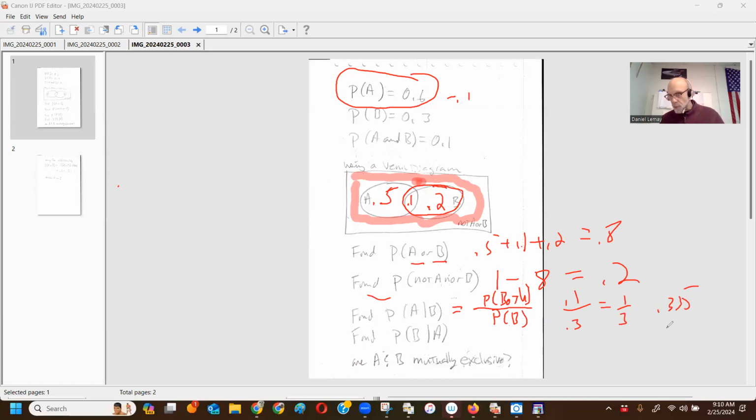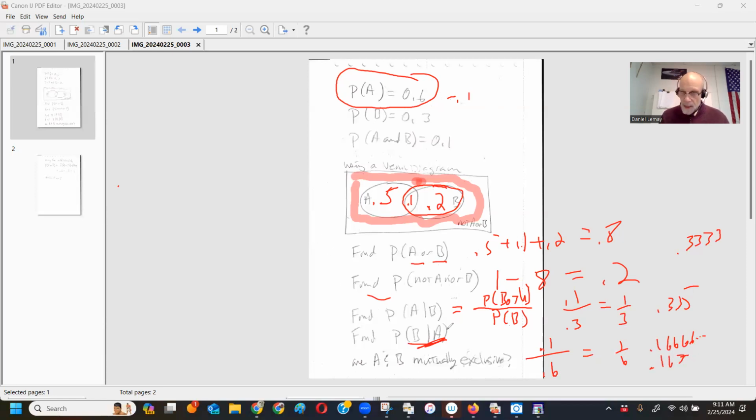Don't round it to 0.3, because WebDesign, or MyOpenMath if you're doing MyOpenMath problems, would be looking for some more decimals. And now what's the probability of B given A, or the probability that they both happened given that A happened? And A is 0.6. So that would be 1/6, or 0.16666, or 0.167 would be a good place to round.